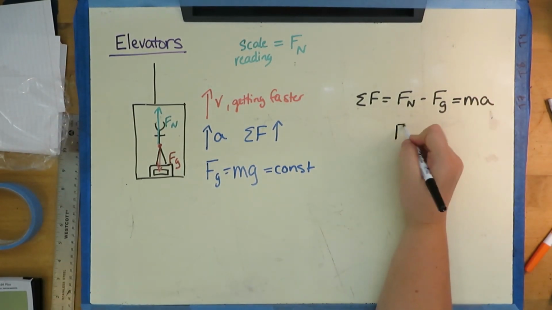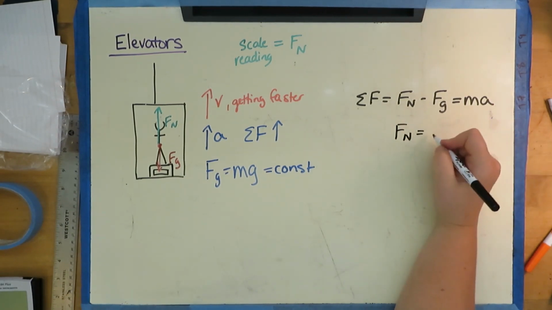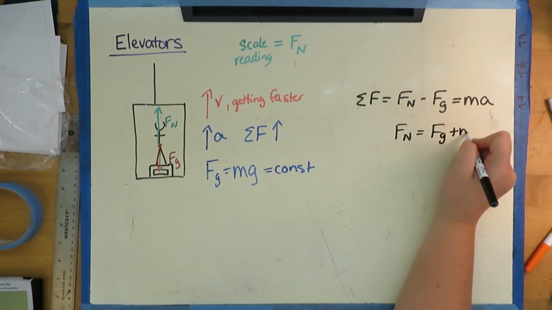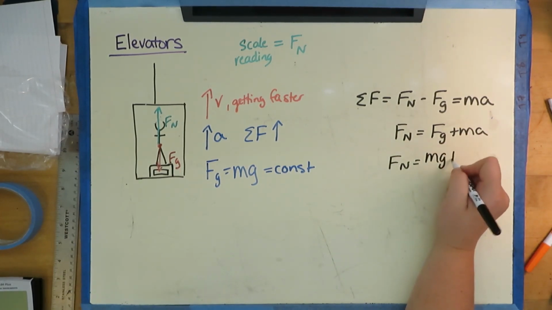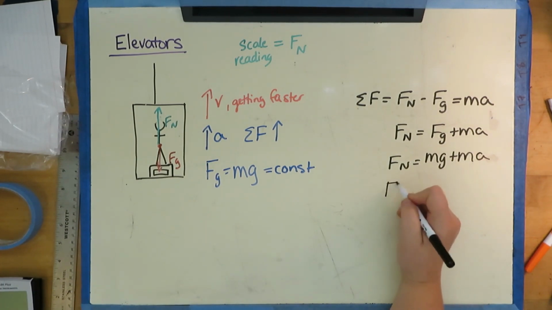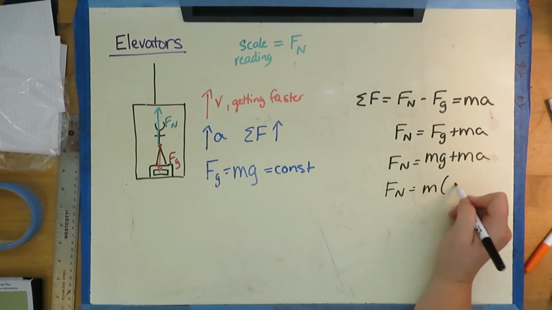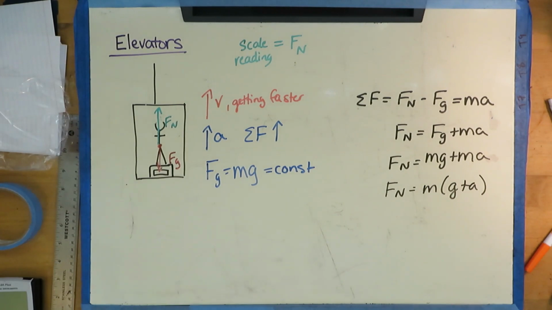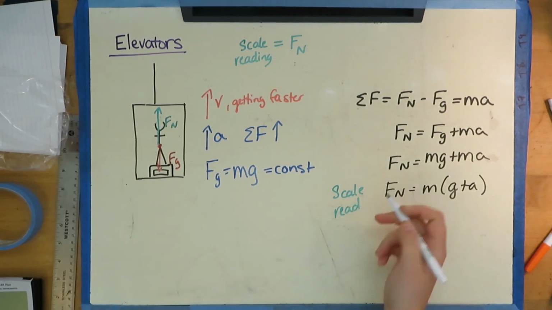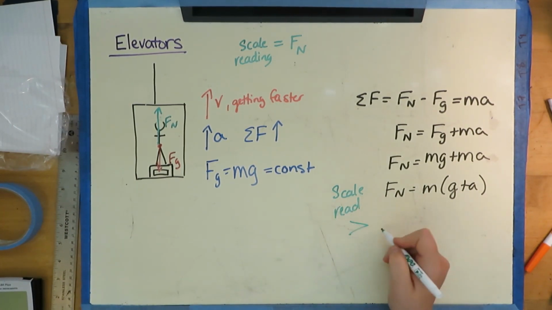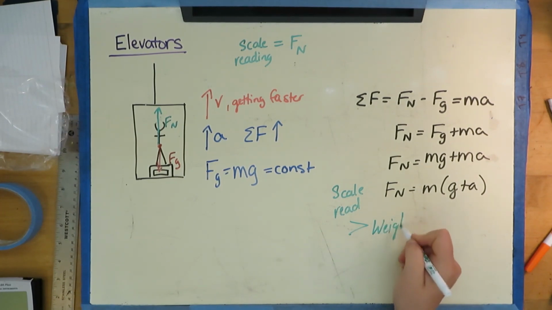So my normal force is what the scale reads, so it's going to equal Fg plus ma. So it's going to equal mg plus ma. So it's going to be m times (g plus a). So this is what the scale reads. So the scale is going to read a value greater than my weight. So my apparent weight will be larger than my actual weight.